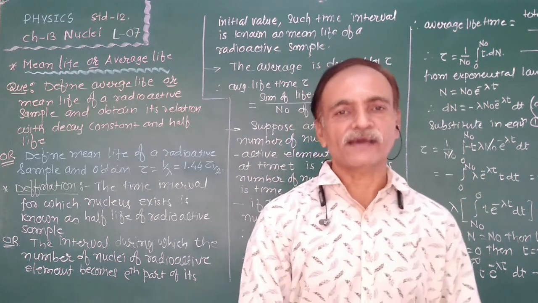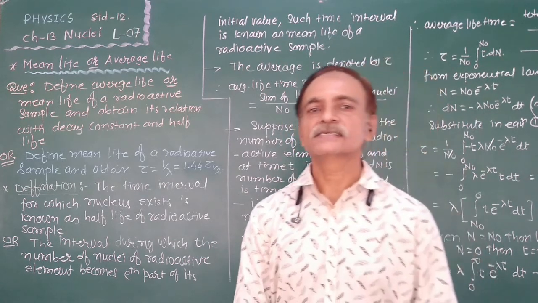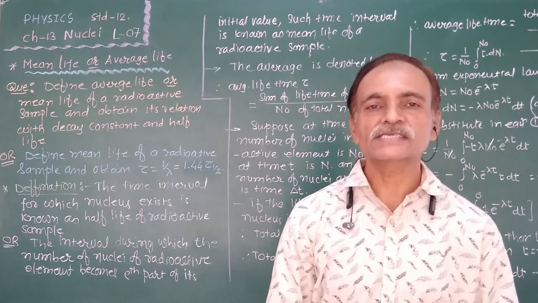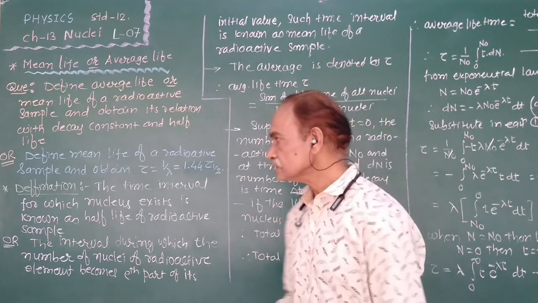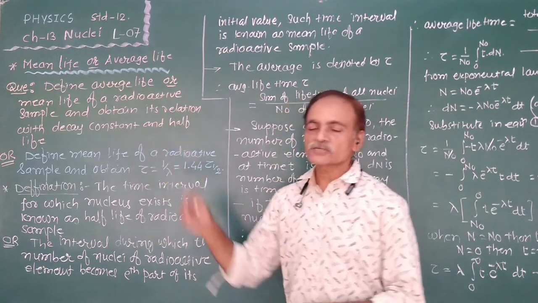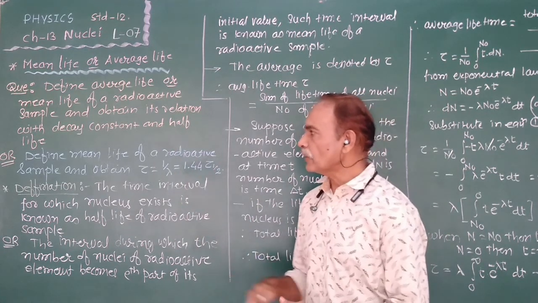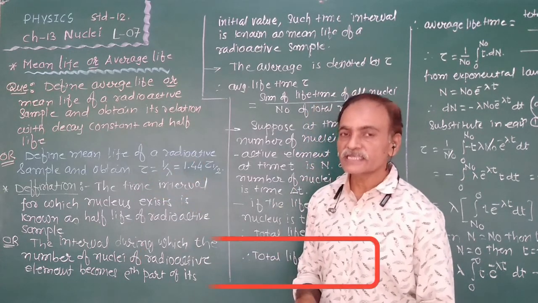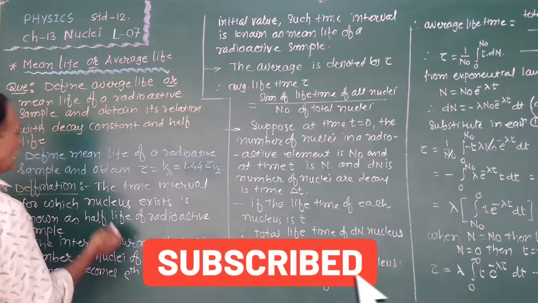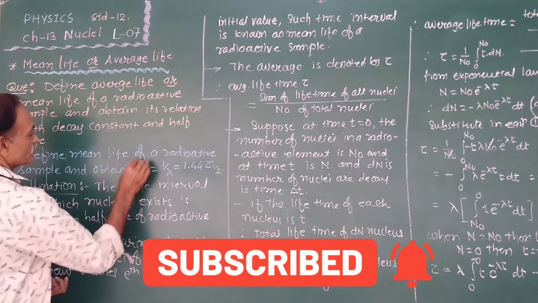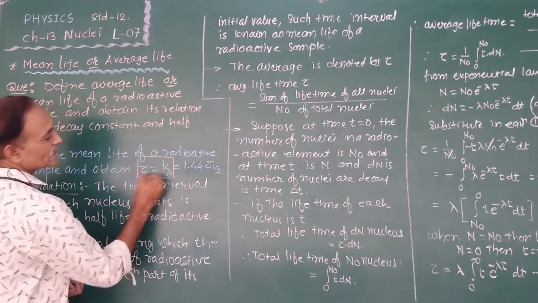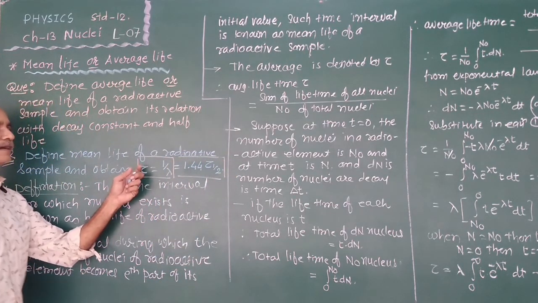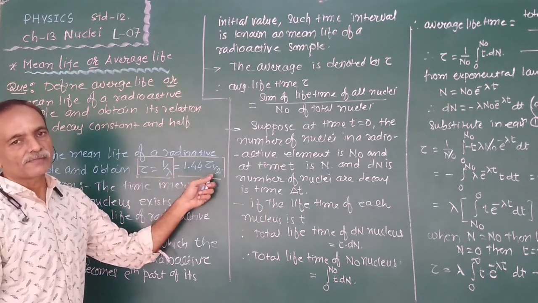So whatever time is taken by the nucleus for which it exists is known as the average life of a nucleus. Now, this question is also asked in another way: define the mean life of a radioactive sample and obtain the relation tau is equal to 1 upon lambda. There is the relation between mean life and decay constant. Or tau is equal to 1.44 tau half. There is the relation between the average life and the half-life.